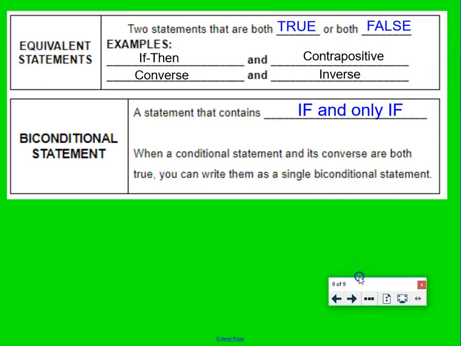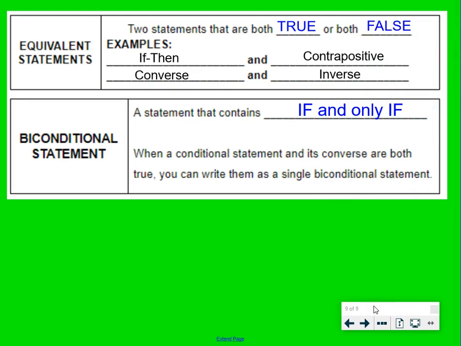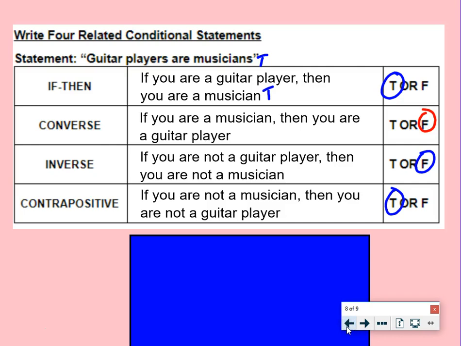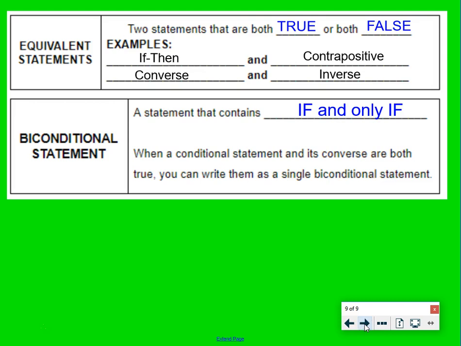Last one, equivalent statements. 2 statements that are both true or both false. So examples would be the if-then statement and contrapositives, converse, and inverse. I'll come back to this, but if you look, this shows in what we just did. Our if-then statements were both true, and our converse and inverse were both false. So they are equivalent statements.